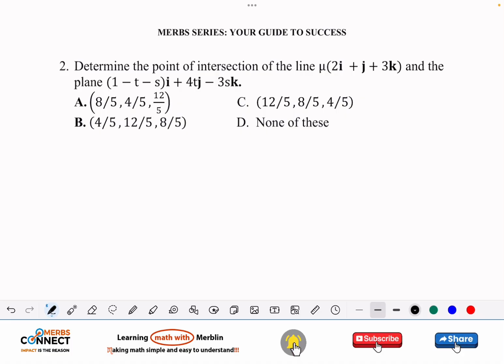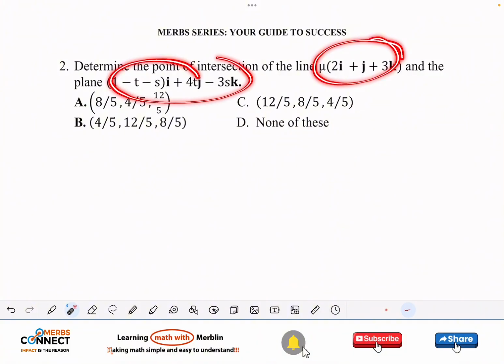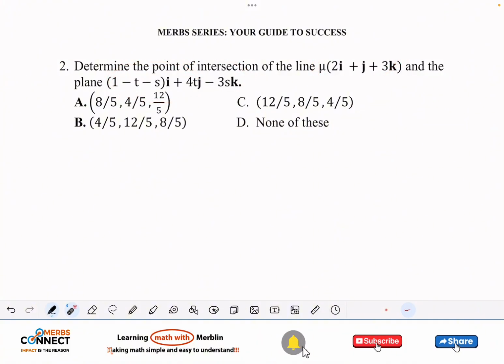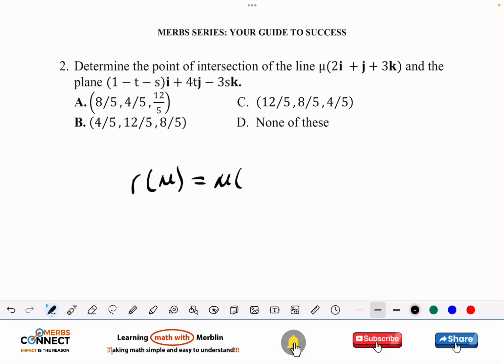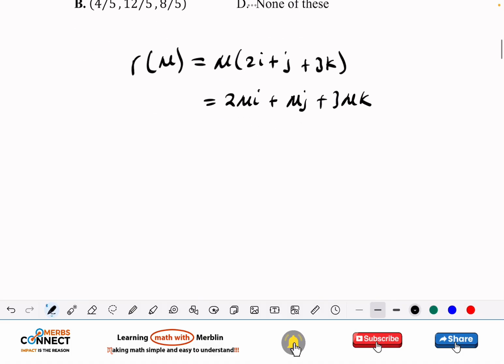Now question 2, we want to determine the point of intersection of the line, this and that, right? So that's basically what we just need to do. So we can see that this line here is going to be in terms of mu. So my first line is in terms of mu. When I multiply the mu throughout, or even if I maintain it, I'm going to have 2i plus j plus 3k, and this is the same as 2 mu i plus mu j plus 3 mu k.